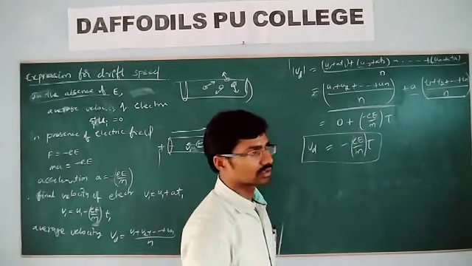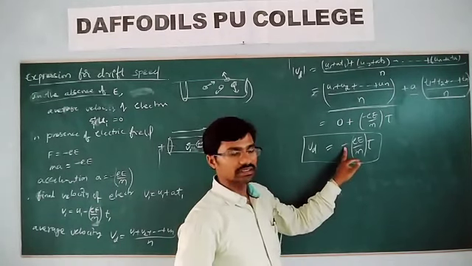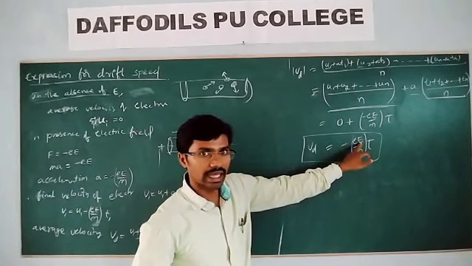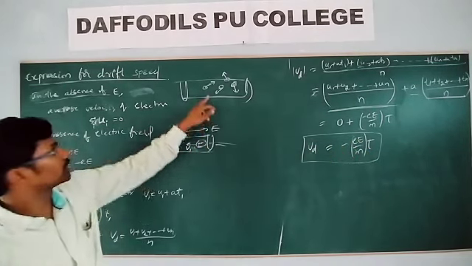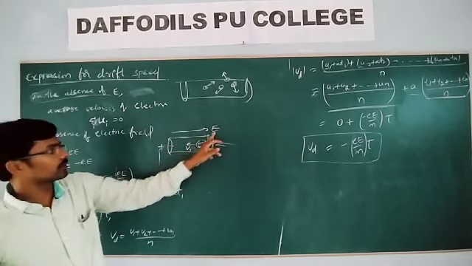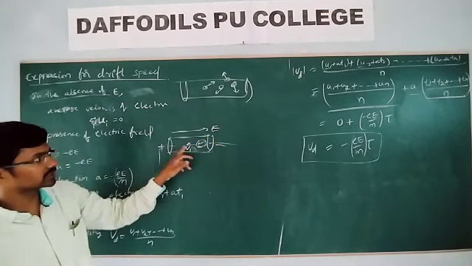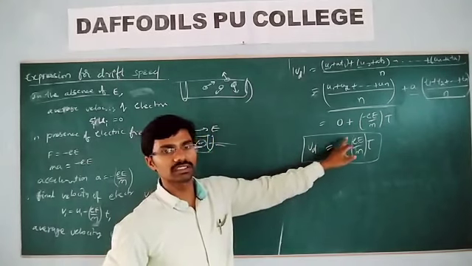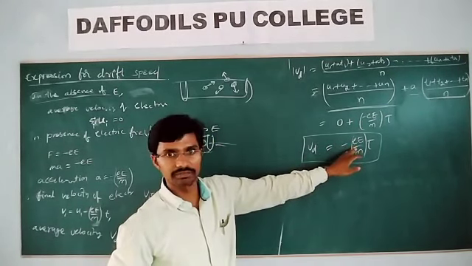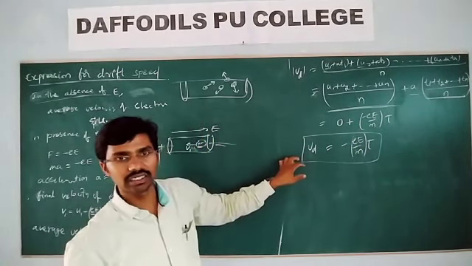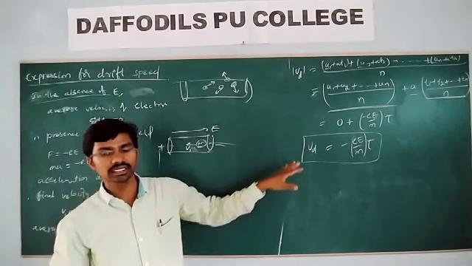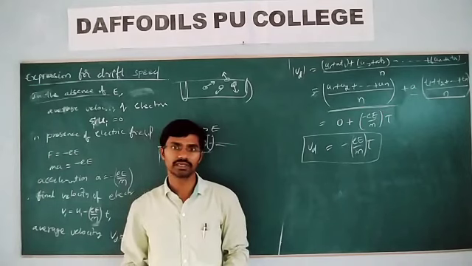Now, what does this negative sign represent? The negative sign represents that the drift speed is opposite to the direction of the electric field. Look at this one. It is the direction of the electric field, but the electron is moving opposite to the direction of the electric field. So, this is the expression for the drift speed of the electrons in presence of the electric field.